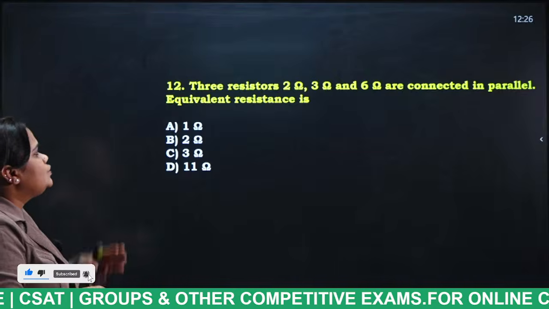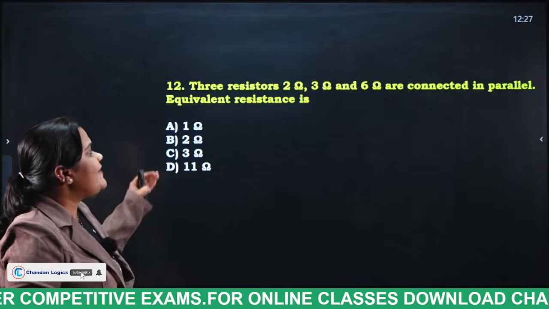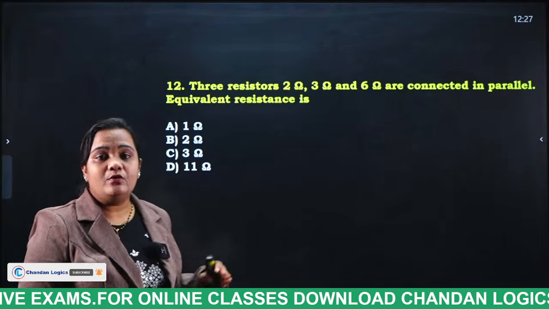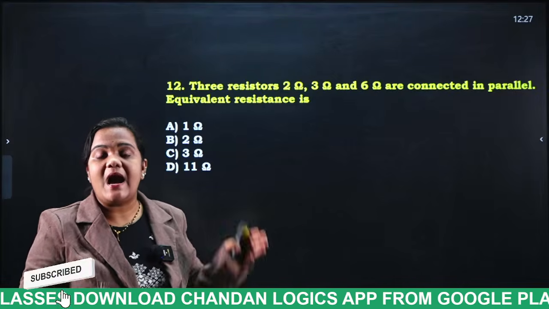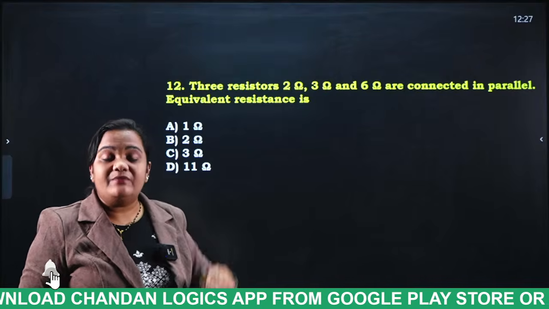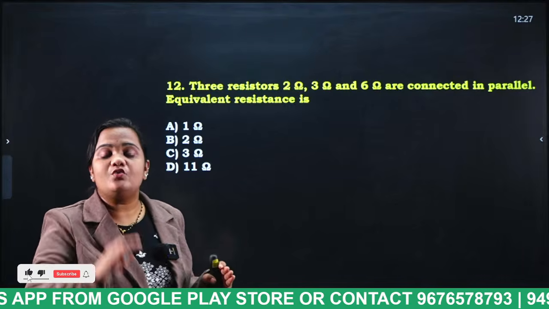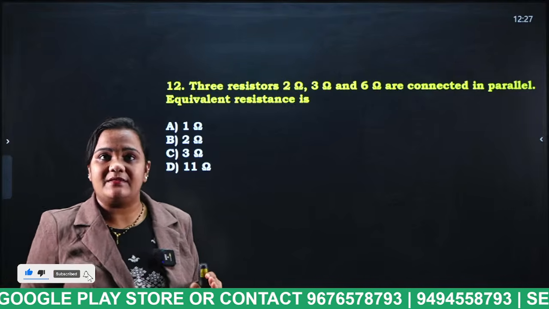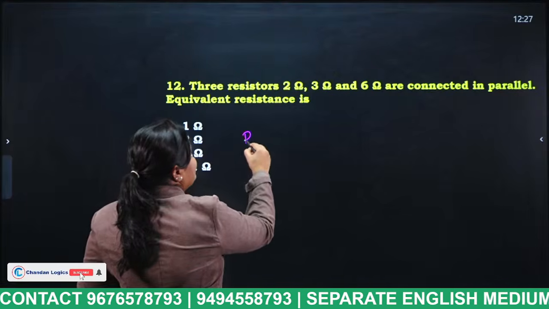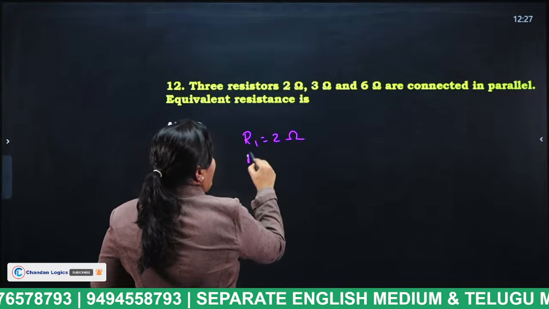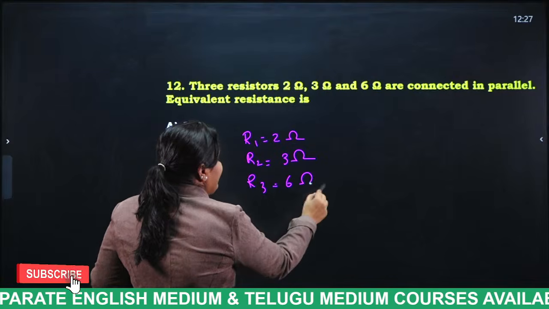Three resistors, 2 ohms, 3 ohms and 6 ohms, are connected in parallel. Find the equivalent resistance. I have already explained this. If the connection is series, the equivalent resistance is R is equal to R1 plus R2. If the connection is parallel, the equivalent resistance is 1 by R is equal to 1 by R1 plus 1 by R2 plus 1 by R3. Now try to solve this, students. So R1 is equal to 2 ohms, R2 is equal to 3 ohms, R3 is equal to 6 ohms, and the connection is parallel.